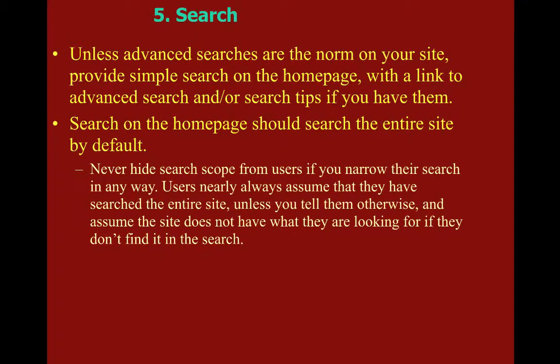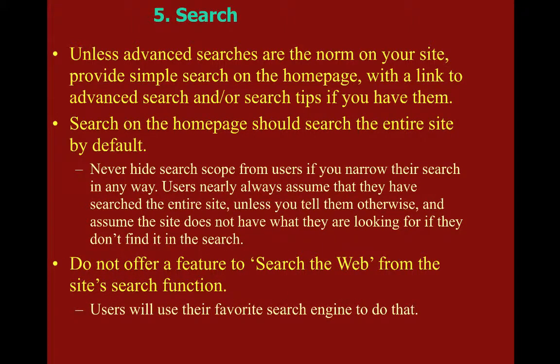Advanced searches are quite normal on a typical website nowadays, right? So when you type in a keyword, it will search through all the web pages on the site itself, right? So the idea is that you don't hide the search code from the users, right? So the typical behavior of a search feature is that it will search over all pages on the website. It doesn't just search certain pages. And certainly you don't need a searching the web feature on your own company website. People can just use Google, for instance.